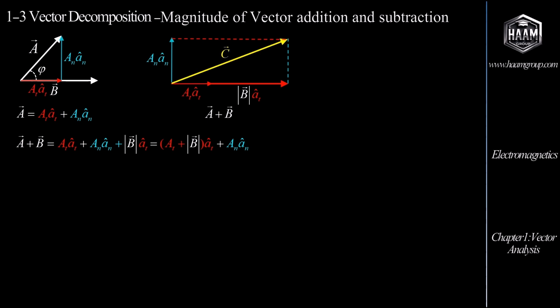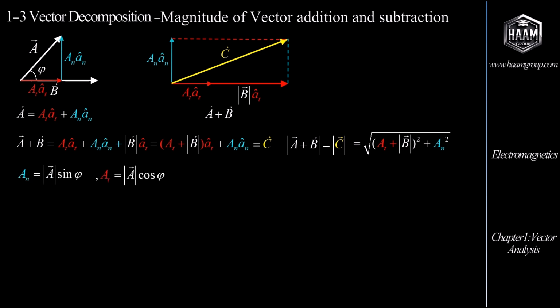Consequently, the magnitude of the resultant vector, let's label it as C, can be found using the Pythagorean theorem from this equation. Now, AN can be written as abs A sine phi and AT as abs A cosine phi. Substituting yields abs C like this.